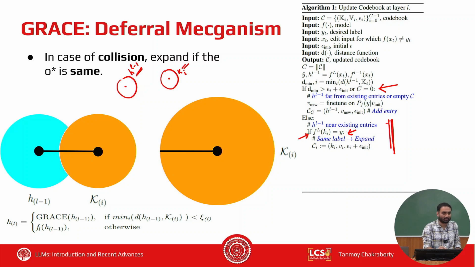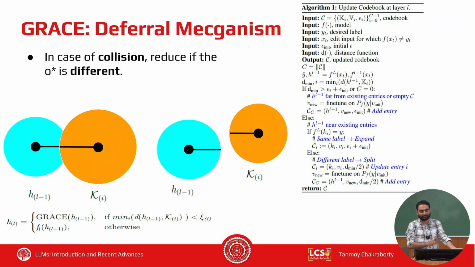So it means I need to expand the periphery of the existing knowledge, because I need to also encompass this one, right? That means I need to increase the periphery of this knowledge, right? So how do you do that? You basically update the radius of the existing knowledge. Earlier it is epsilon I, now this is epsilon I plus epsilon init. So if you do that, the new knowledge which has come will be included in the new circle.